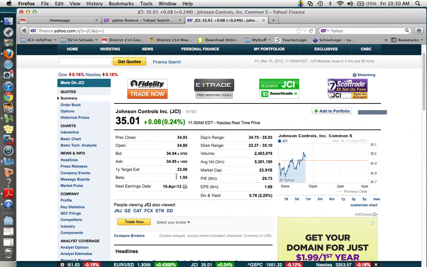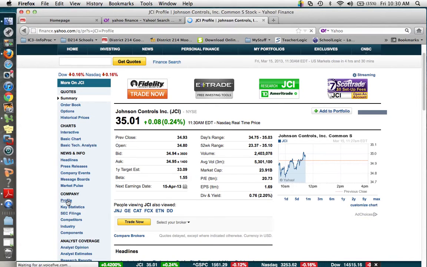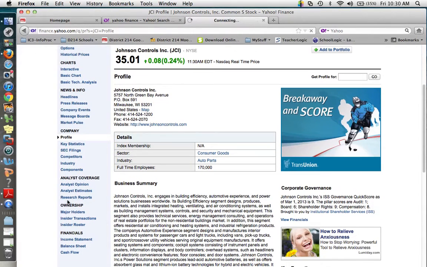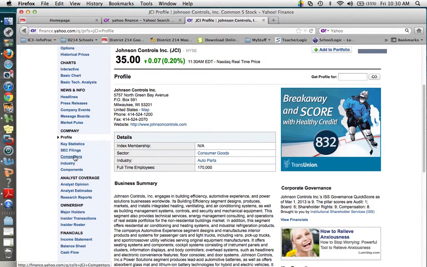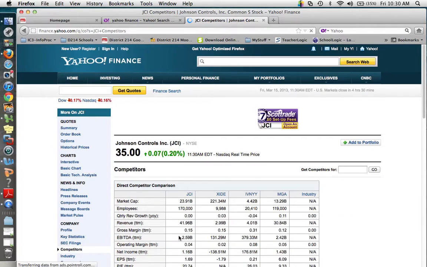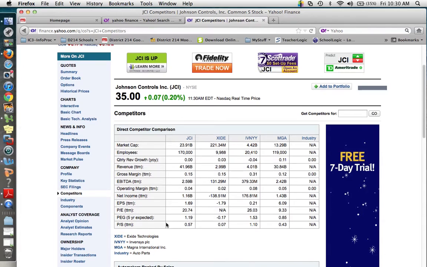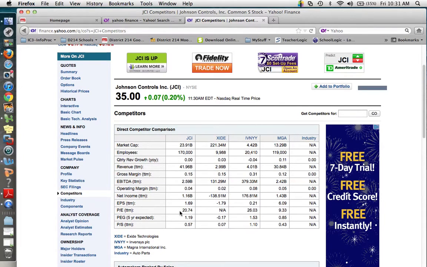Okay, other than this financial information, what we want to look at with Yahoo Finance is the company profile. It will tell you about the company. Then the next thing is competitors. This will show you how your company compares to others. So here's your PE ratio. You can see for Johnson Controls, their PE ratio is right in the middle. Here's a rather higher one. Here's a lower one. So Johnson Controls is strictly in the middle.